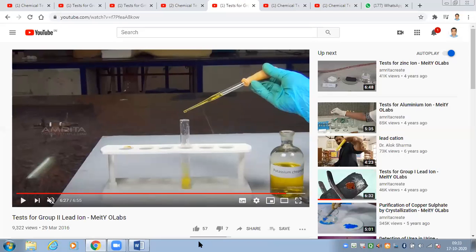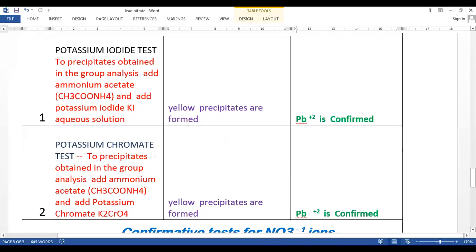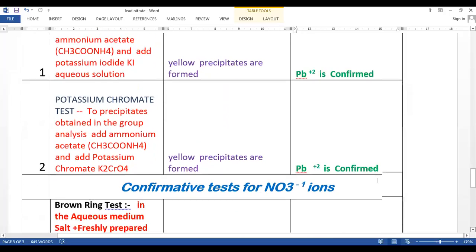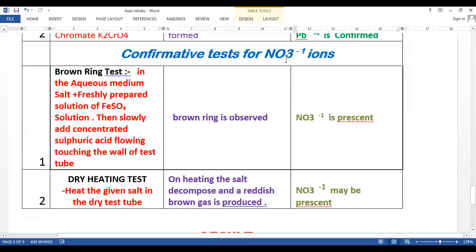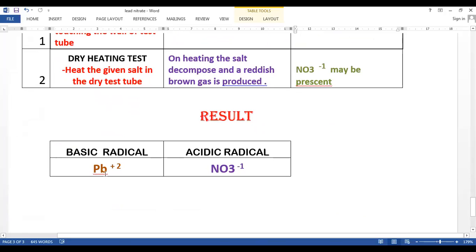This is how, my dear students, we understand the two confirmative tests for Pb+2. One is the potassium iodide test and another is the potassium chromate test. In the same way, for NO3-, we have two confirmative tests which we have already performed: the brown ring test and the dry heating test. By performing either, we can confirm the presence of NO3-. And thus, in the result, we can write that the basic radical present is Pb+2 and the acidic radical present is NO3-.